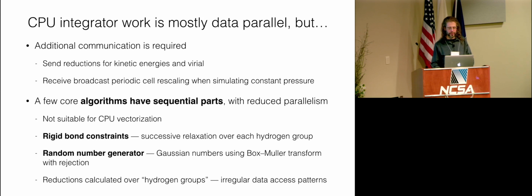There are also a few core algorithms that have highly sequential parts, and so it really has reduced data parallelism. The two big ones for us are the rigid bond constraints, which basically use a successive relaxation method that's done over each hydrogen group, which is a cluster of a heavy atom bonded to its hydrogen atoms. And then the random number generator is using a scheme right now that's pretty robust, but it's a rejection-oriented scheme where it's trying to generate random numbers and then seeing whether or not they are acceptable random numbers for a Gaussian distribution. All of these are things that won't even port well to a GPU without changing the underlying algorithms.